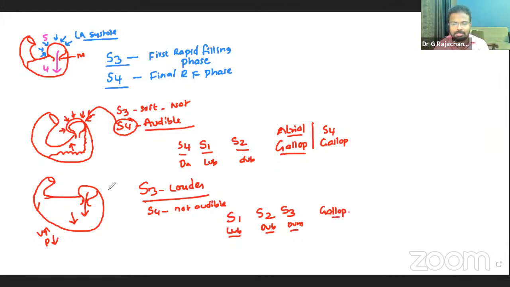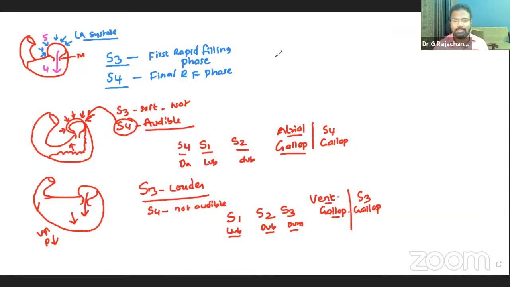But who is responsible for this gallop? The atrium is telling, I didn't do anything. The ventricle is telling, maybe me, because the ventricle is severely dilated. That is responsible for the decrease in the pressure. Because of that, the S3 component is becoming very loud. So we have a gallop. This gallop is called ventricular gallop. When you have a ventricular gallop, it is also called S3 gallop.